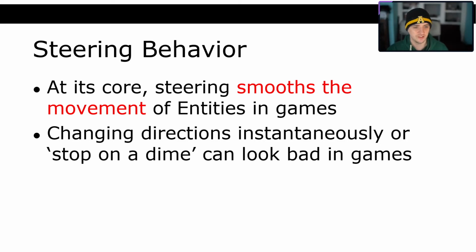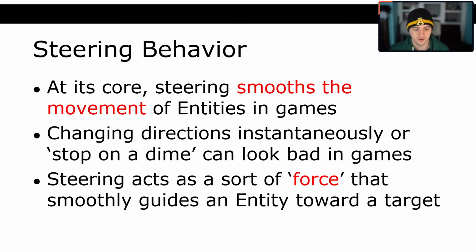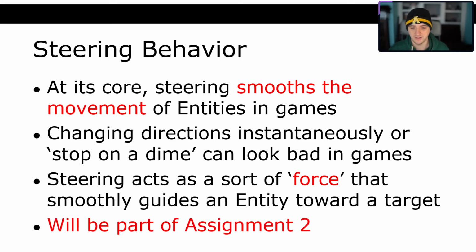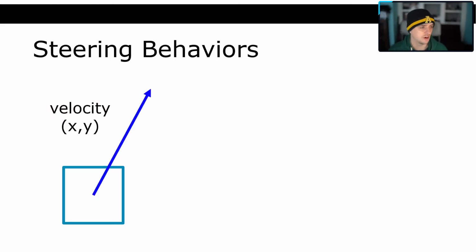Changing directions instantaneously in your game or stopping on a dime can look really bad. Who's ever seen a game where the NPC walks forward and then turns really jittery? It's not very nice. So steering is going to apply a sort of force to smoothly guide entities toward a target. And in order to get full marks in assignment 2, we're going to be implementing some steering behavior. So what is a steering behavior?